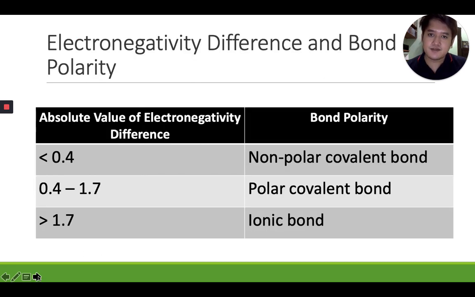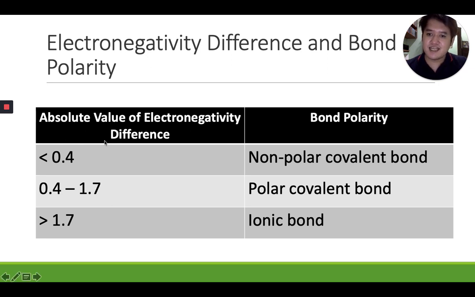Right. So we usually use this table to quantify bond polarity. Remember the scale we used a while ago, the electronegativity values. If you take two atoms, just like what we did with sodium and fluorine, subtract them and get their absolute electronegativity difference, then we can classify them as being nonpolar, polar, or ionic.